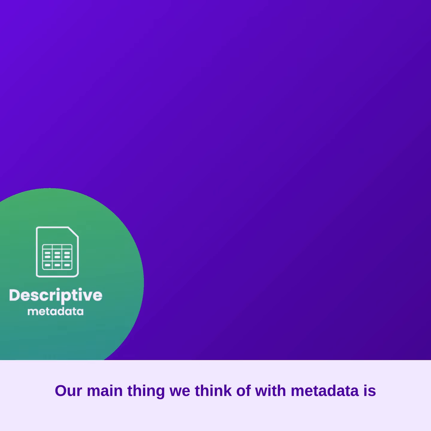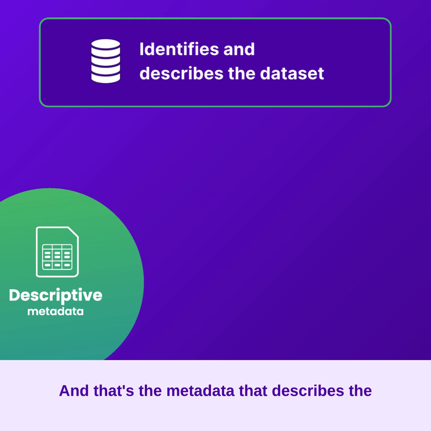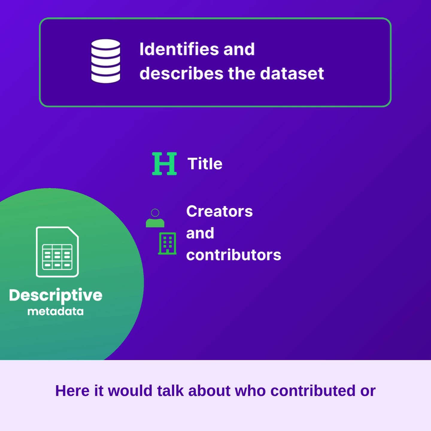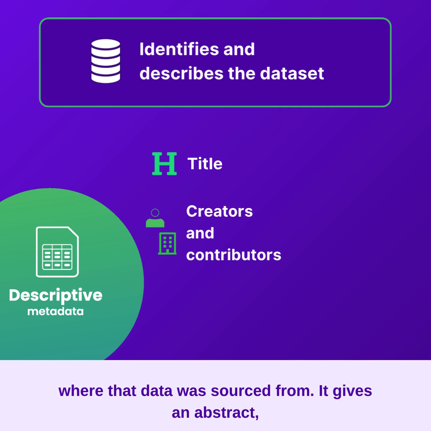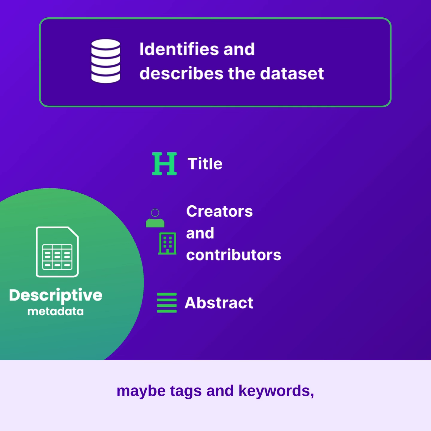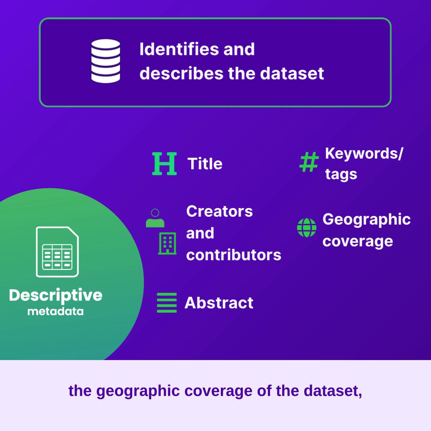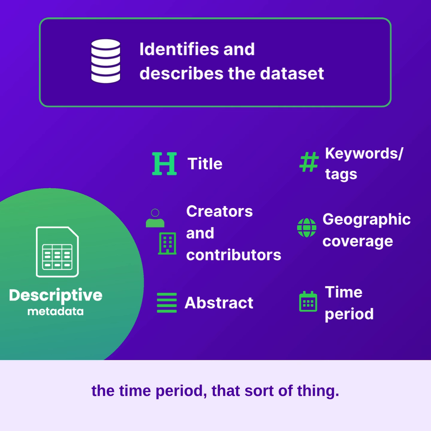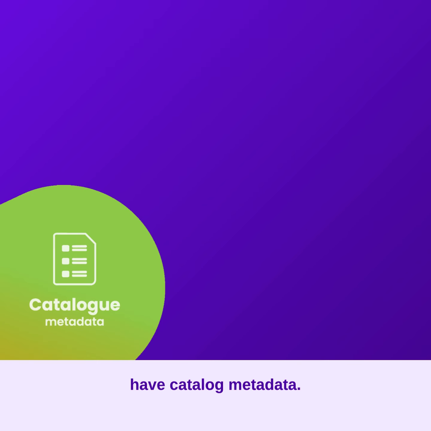The main thing we think of with metadata is descriptive metadata, and that's the metadata that describes the data set. It might have a title. Here it would talk about who contributed or where that data was sourced from. It gives an abstract, maybe tags and keywords, the geographic coverage of the data set, the time period, that sort of thing.